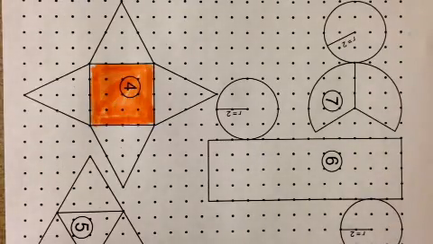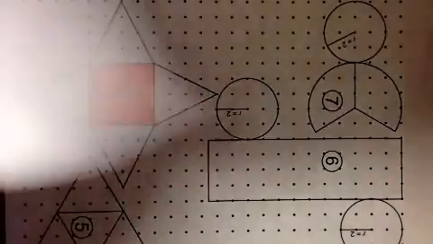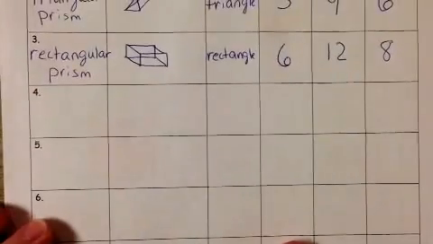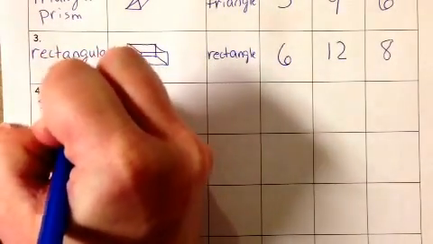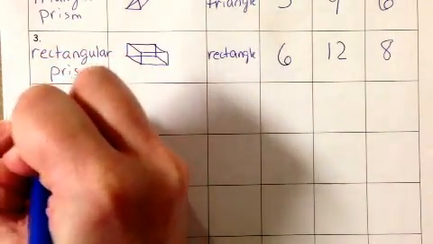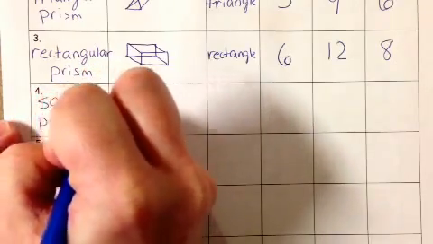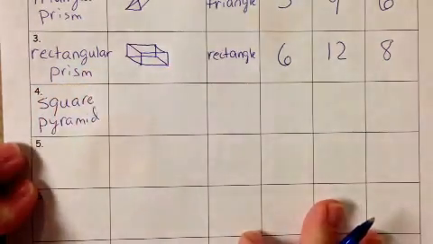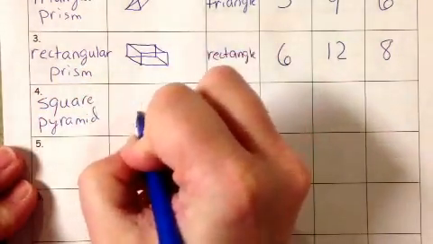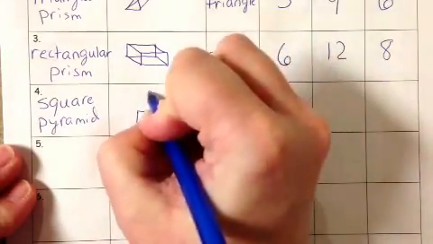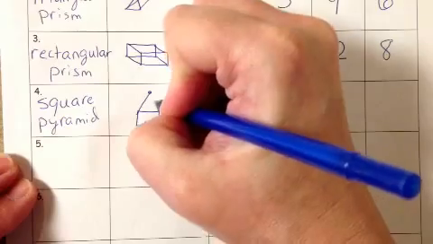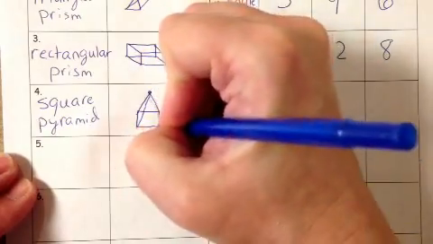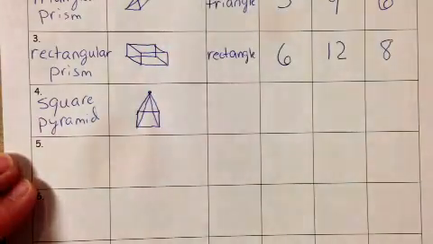And we'll go back to the other page. So shape number 4 is the square pyramid. And to draw it, I draw a square, and then I put a little dot right there, and then I just connect to that dot, and that gives me my square pyramid.